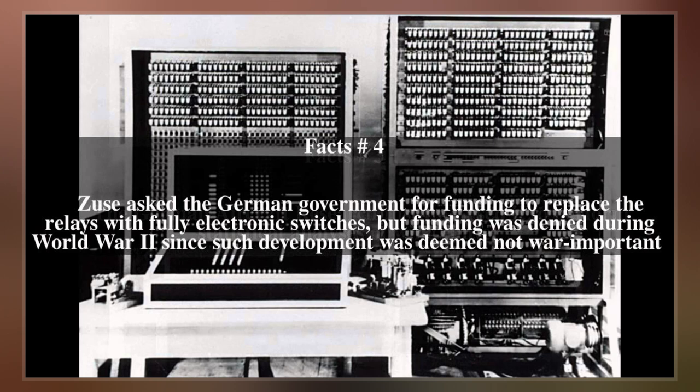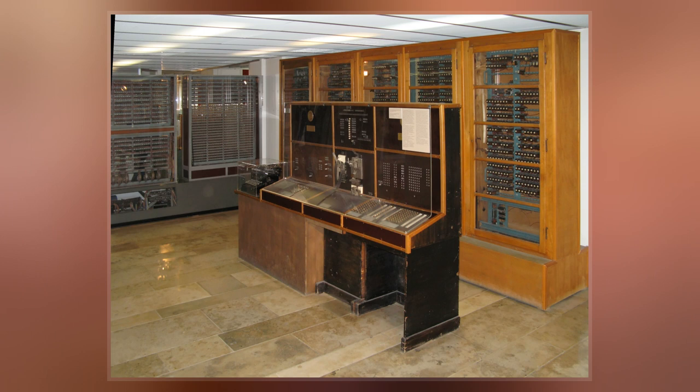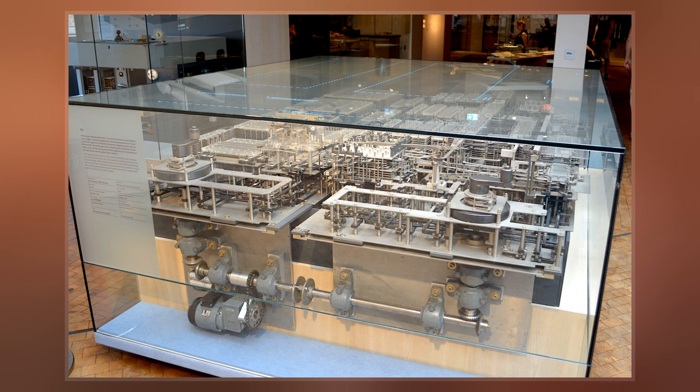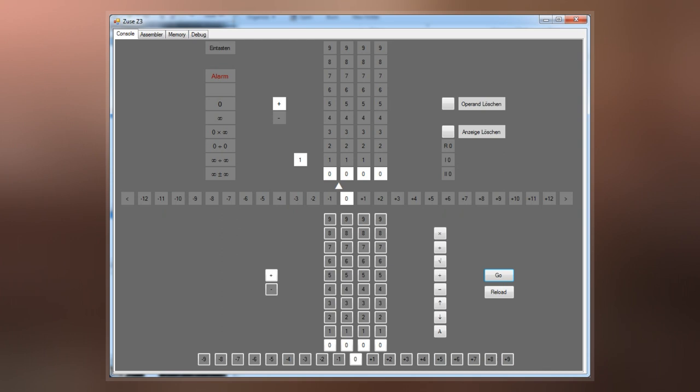The Z3 was completed in Berlin in 1941. It was not considered vital, so it was never put into everyday operation. Based on the work of the German aerodynamics engineer Hans Georg Kuzner, a program to compute a complex matrix was written and used to solve wing flutter problems.